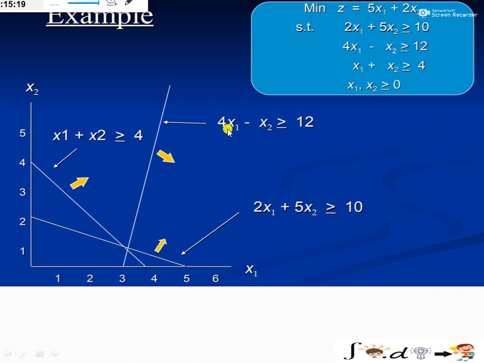And for this second equation, 4x1 minus x2, if we substitute 0, 0, 0 is greater than or equal to 12. That is false. Shade the region away from the origin. And similarly for this, we have the region as this one.